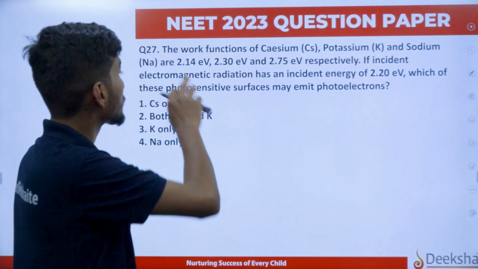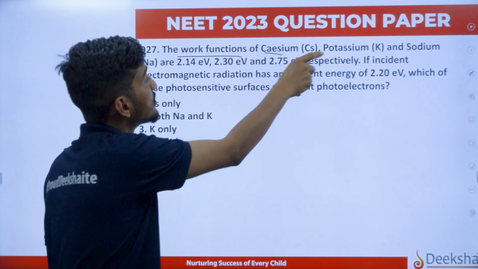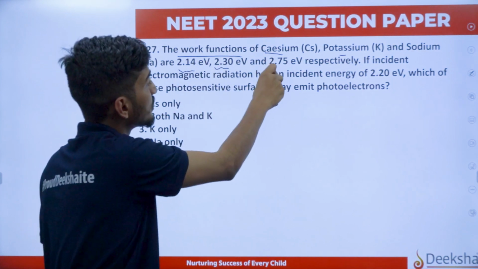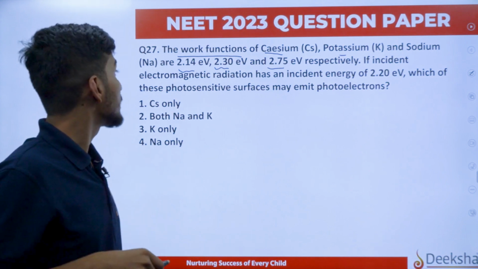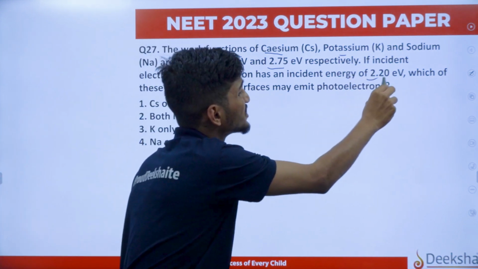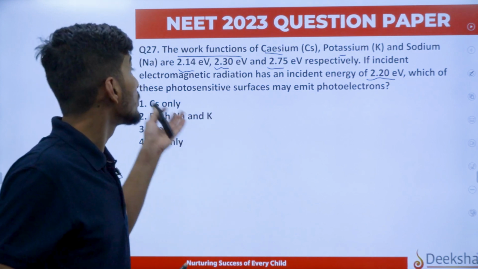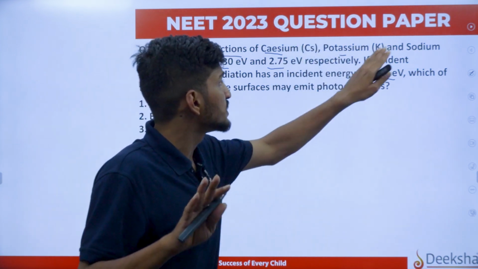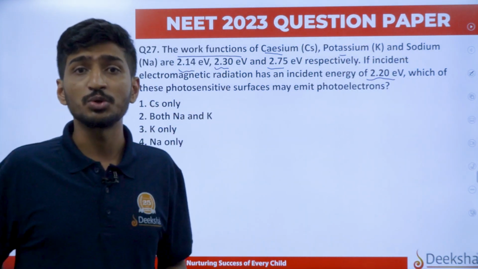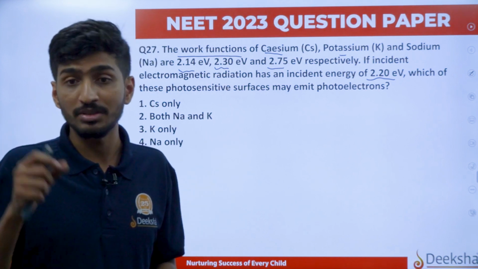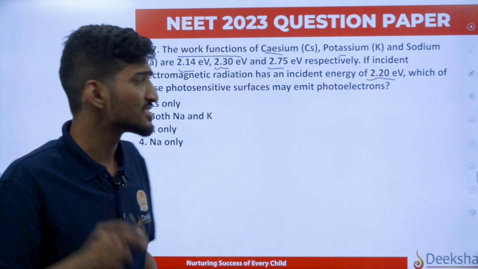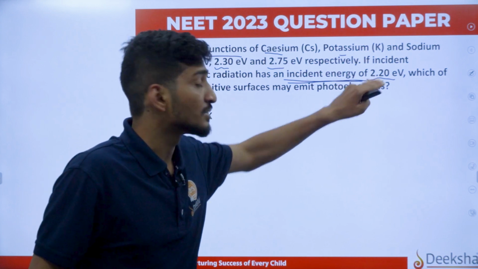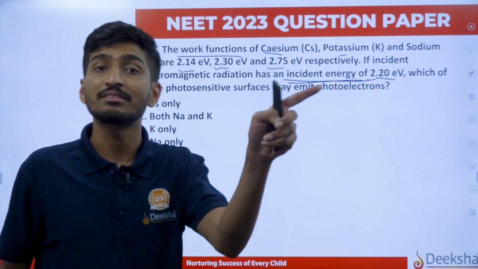Alright, next question. Next question says, work function of cesium, potassium, sodium is given as 2.14, 2.3 and 2.75 electron volt. If incident electromagnetic radiation has an incident energy of 2.2 electron volt, then find out which of the following surfaces may emit photoelectrons. So understand one thing first: sodium, cesium and potassium, all three are already photosensitive elements. They can produce photoelectric effect. The only obstacle is the energy of incident light. And what's the constraint here? What's the requirement? This energy has to exceed the work function of that material.